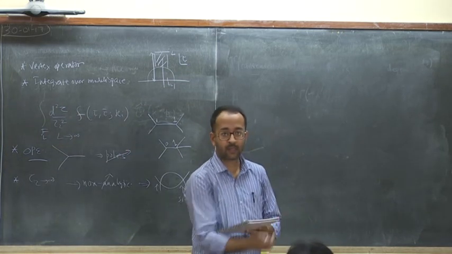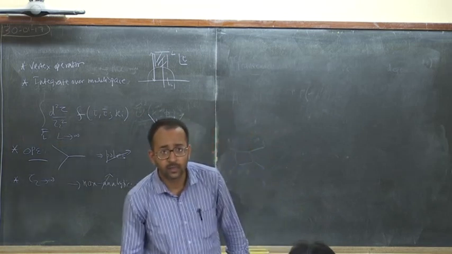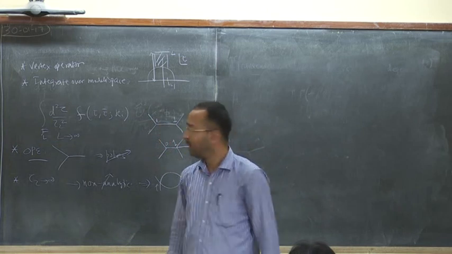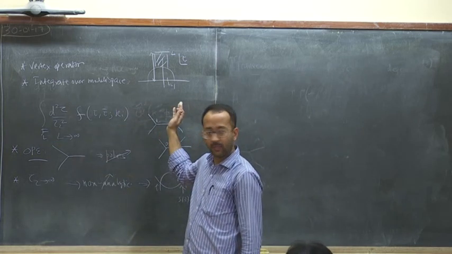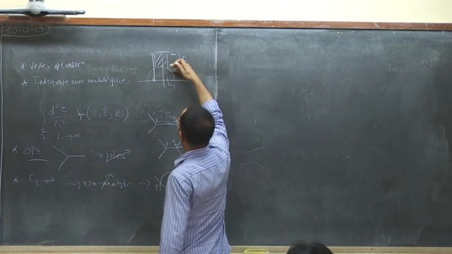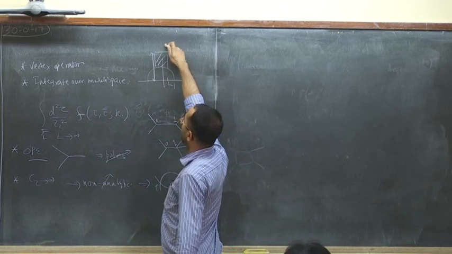Sorry, can you repeat why you are allowed to take only terms that are finite in L? Yeah, when you do this integral, there will be terms which are finite in L plus terms which diverge as L goes to infinity. The terms which diverge are coming from this piece and from this piece, and they will mutually cancel when you do this and this.